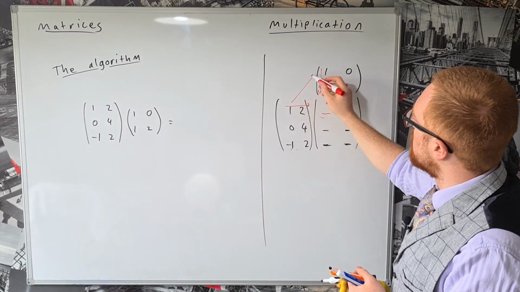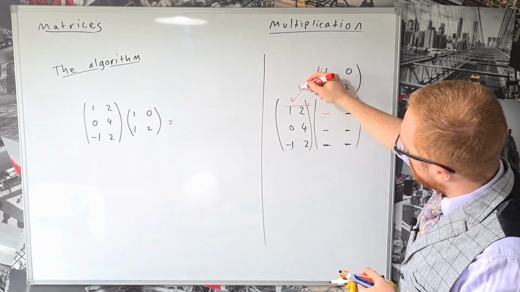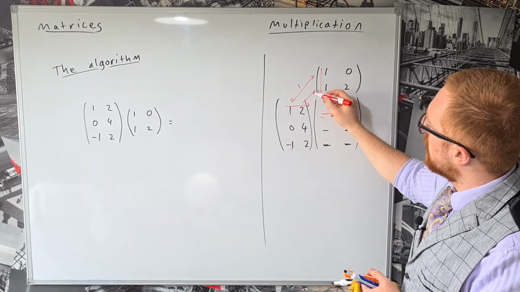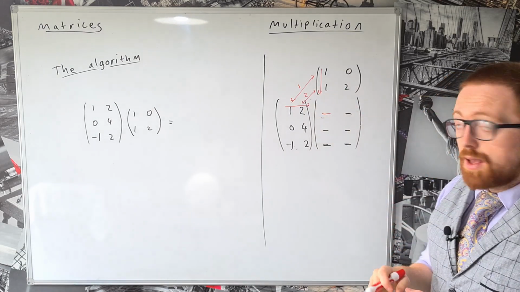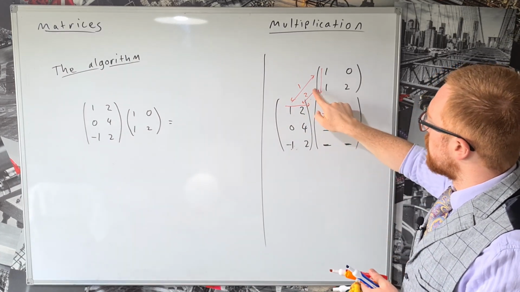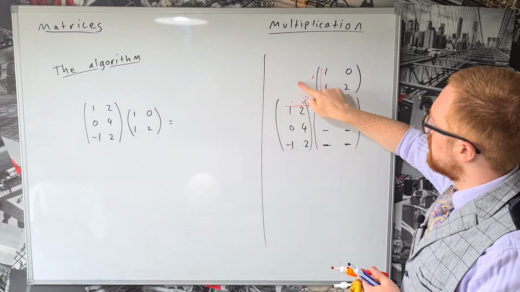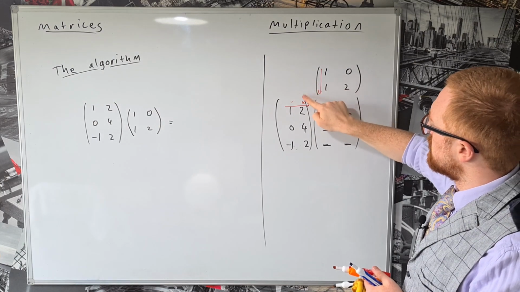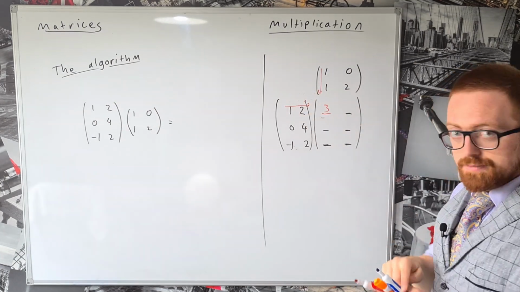So I'm going to do 1 times 1, that gives me 1. And I'm going to do 2 times 1, that gives me 2. And then when I add those together, 1 plus 2 is equal to 3. Okay, so we multiplied them in pairs, added them together, and that gives me that entry.